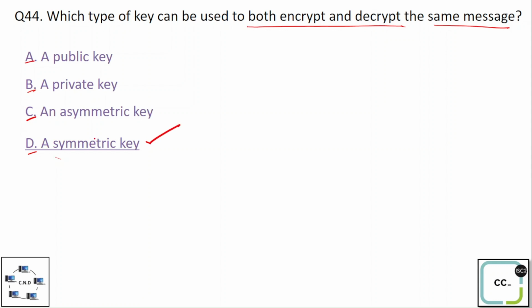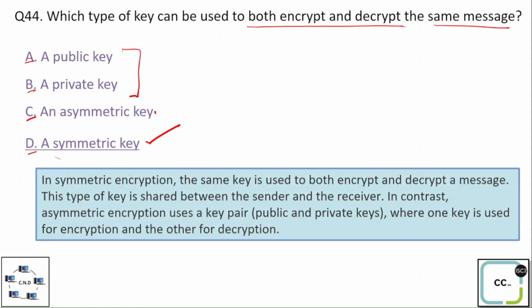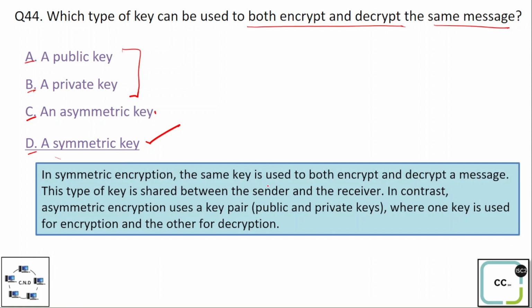So the symmetric key is basically used to both encrypt and decrypt a message. Asymmetric key is basically the pair of the public and private key. So if you encrypt the message with one key, you will decrypt it with the second key. So the explanation is that in symmetric encryption, the same key is used to both encrypt and decrypt a message. This type of key is shared between the sender and the receiver. In contrast, asymmetric encryption uses a key pair, that is public and private keys, where one key is used for encryption and the other for decryption.